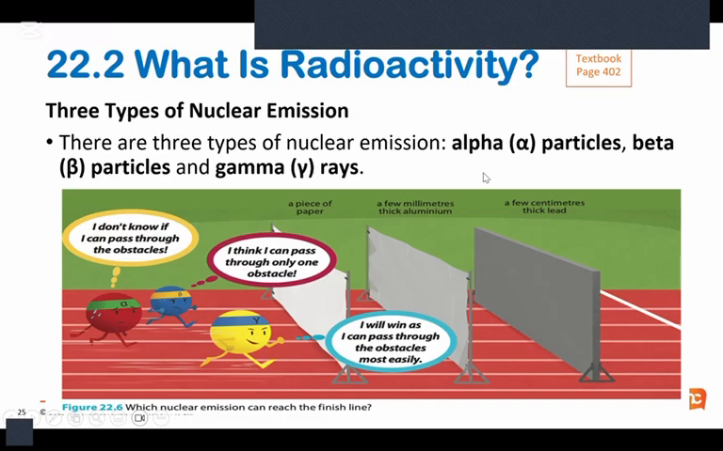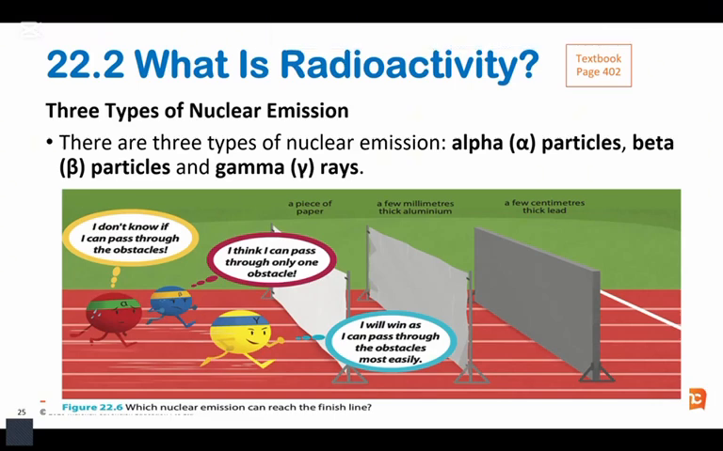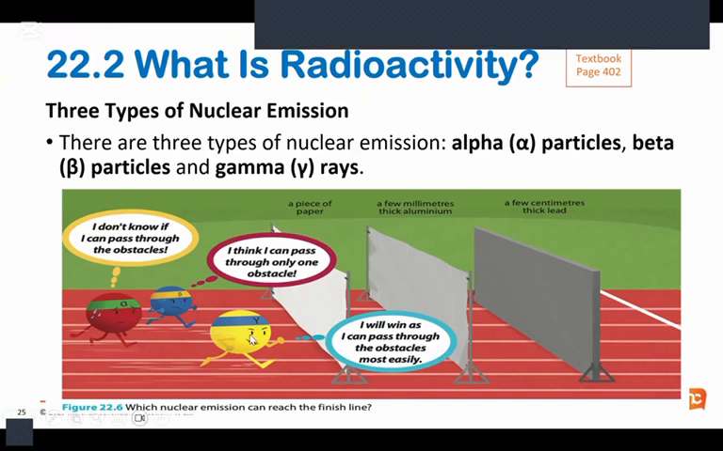So we will zoom into what is the nature of alpha, beta, and gamma radiations, and also how is their penetrating power, how is their ionizing effect, and whether they are affected by an electric field or a magnetic field. Okay, so these are the few things that we are covering. So you can see from this diagram, we have an alpha particle. Alpha particle looks like this red one.